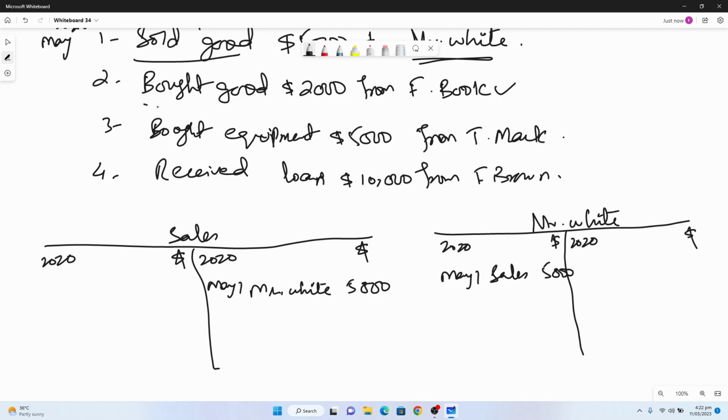The second transaction is saying bought goods. Whenever there is the word bought goods, there is no T account of goods in any situation. So when it is bought goods, it is purchases, and when it is sold goods, it is sales.